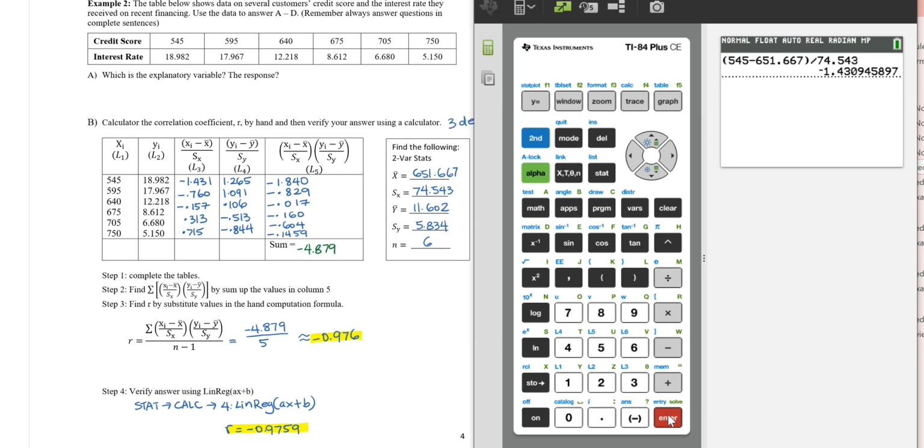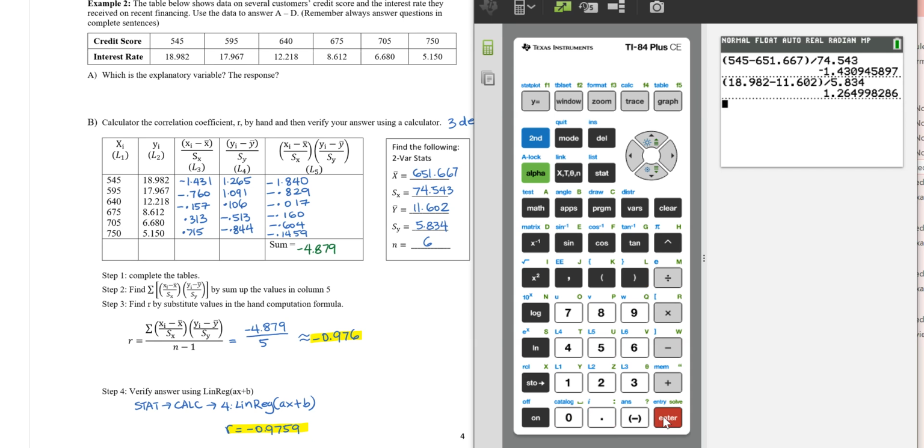Very similarly, to calculate the value for y, I do the same thing. The next one is yi minus y bar. I'm doing the first row, so y1 minus y bar. y1 is 18.982, minus the average of y, 11.602, over the standard deviation of y, which is 5.834. That's approximately 1.265.